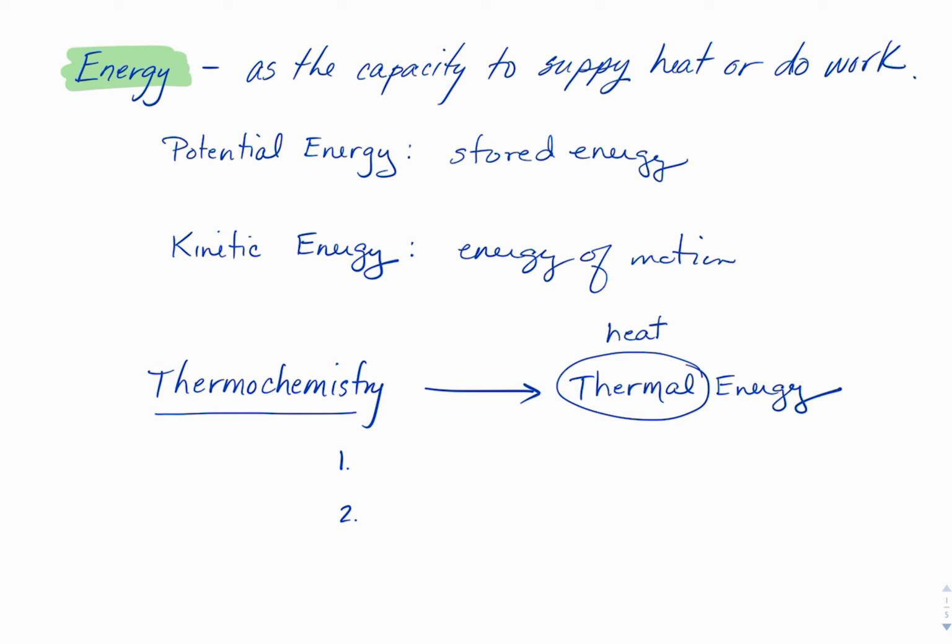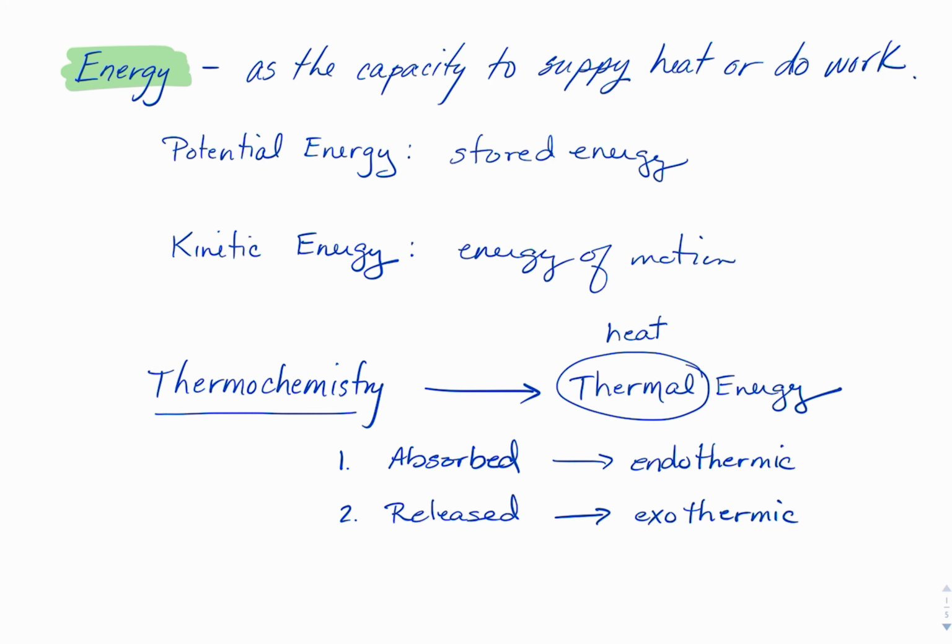There are two ways thermal or heat energy can be discussed when it comes to a chemical reaction. Either that energy is absorbed in a chemical reaction, or it is released. There are terms we use to describe a chemical reaction that absorbs or releases energy. When you absorb energy, it's called an endothermic reaction, and when you release energy, it's called an exothermic reaction.